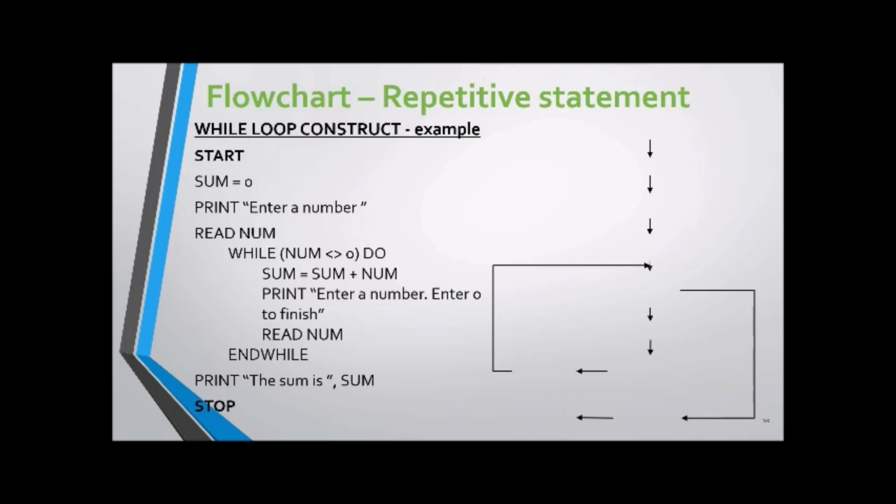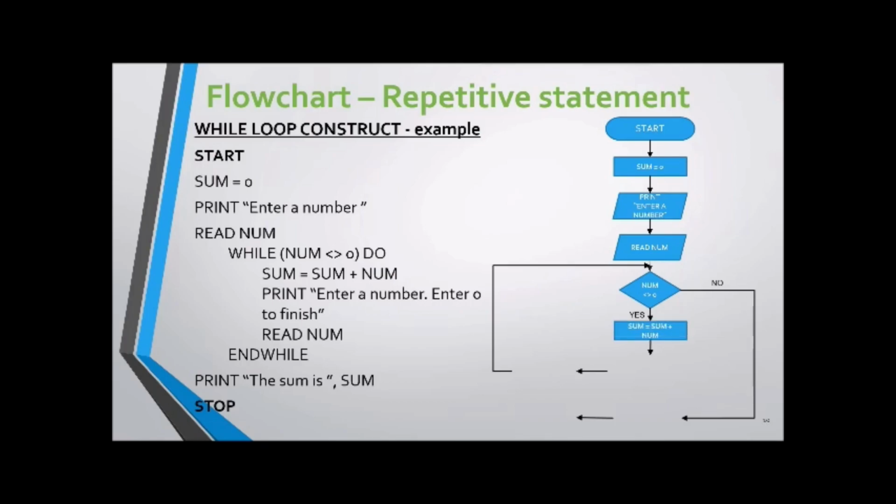The flowchart representation begins by using the oval to indicate its start. The process symbol is used for the initialization of the variable, sum, and is then followed by the prompt and input of a number using the input-output symbols. The decision symbol is then used for the evaluation. Is number not equal to 0?